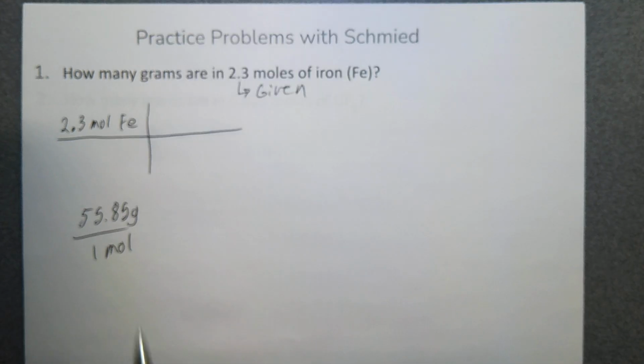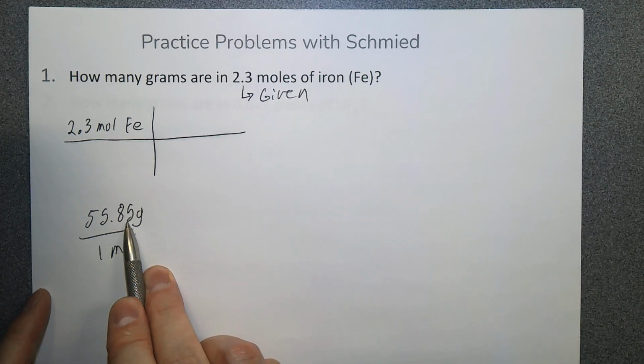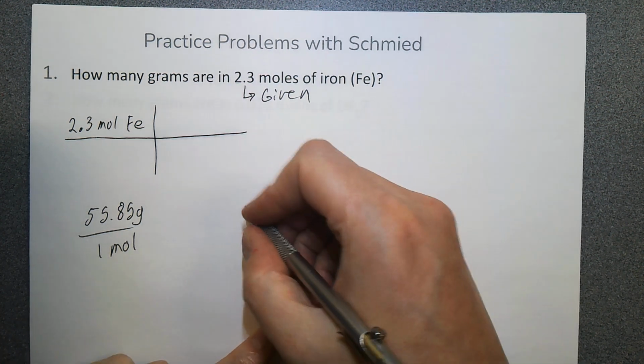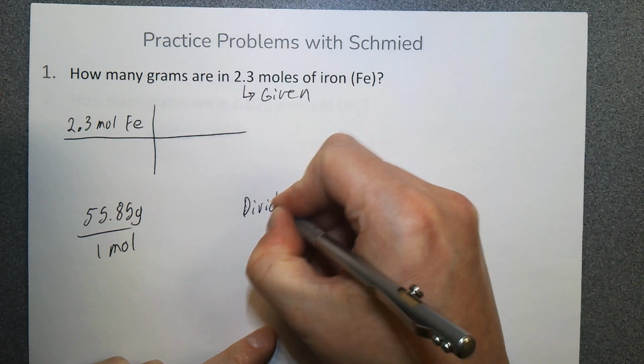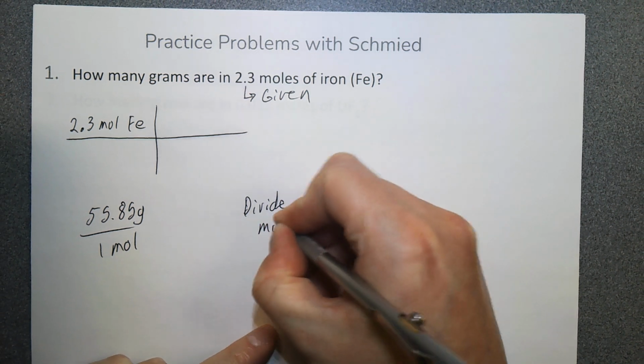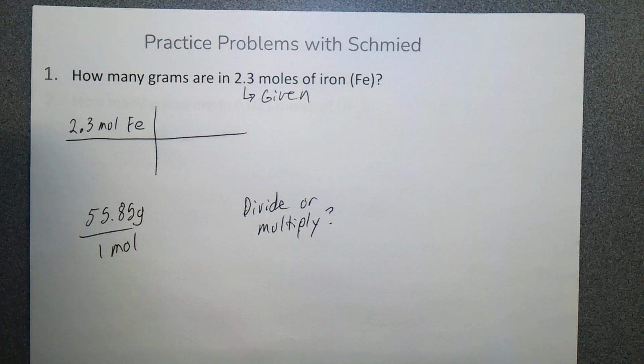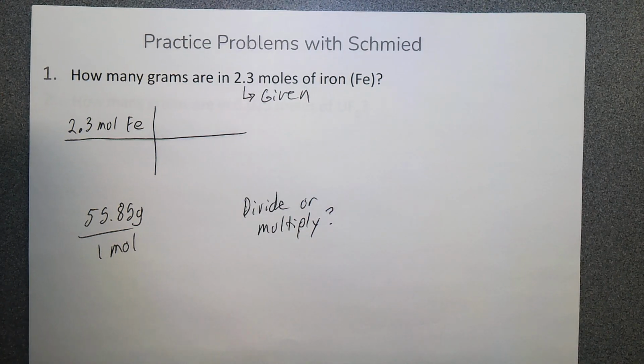So for iron, 1 mole has a mass of 55.85 grams. And we need to answer, all right, how many grams is 2.3 moles of iron? We need to know, am I dividing or multiplying? And this question comes up a lot. Do I divide or do I multiply? Here's how we answer that.